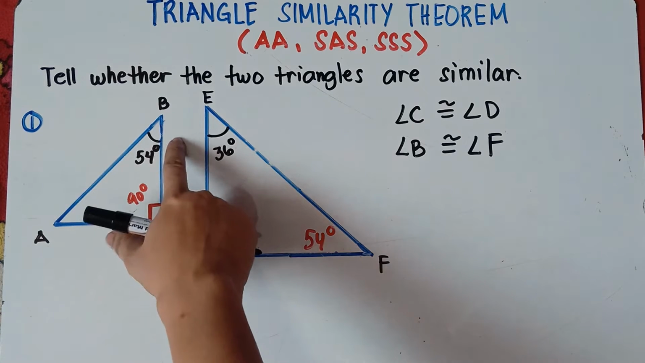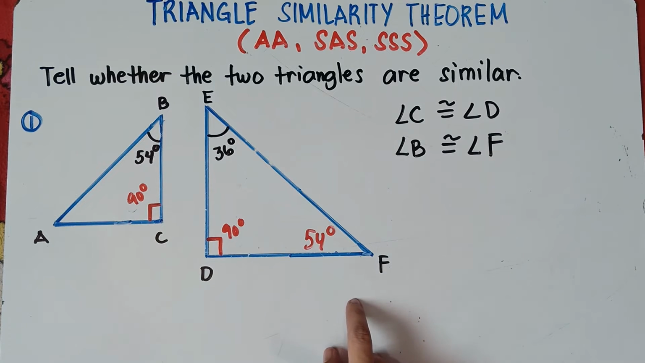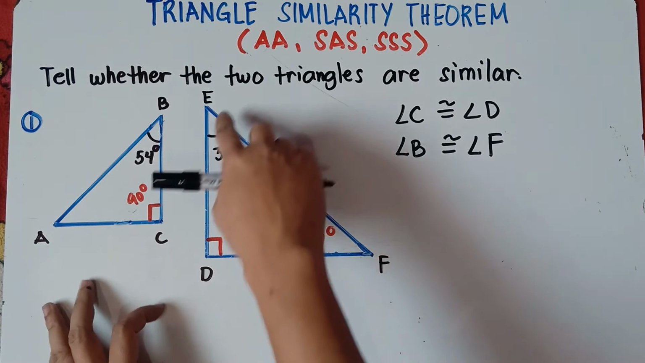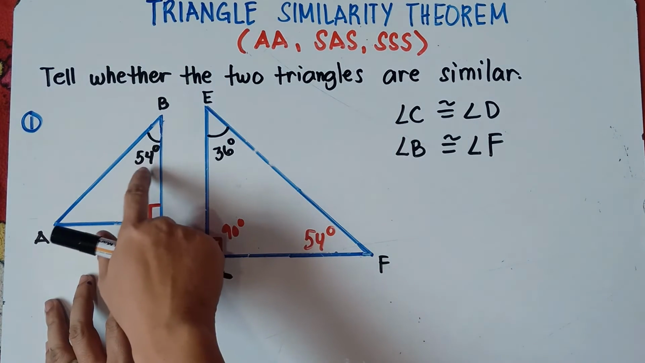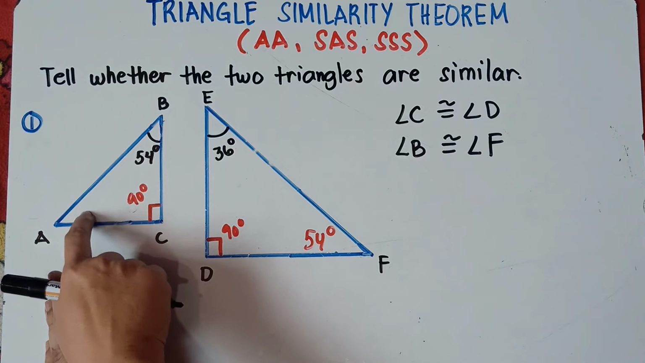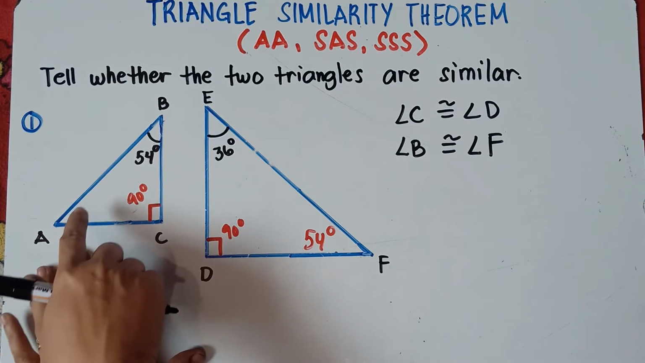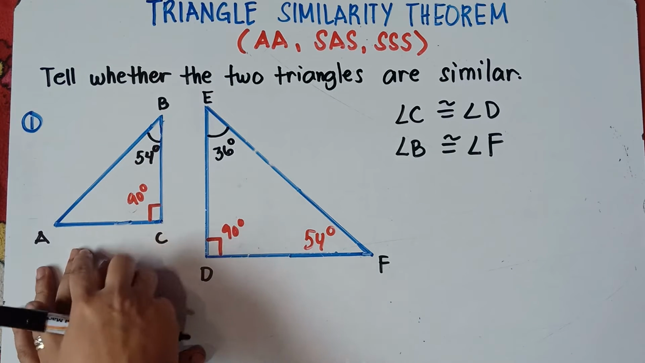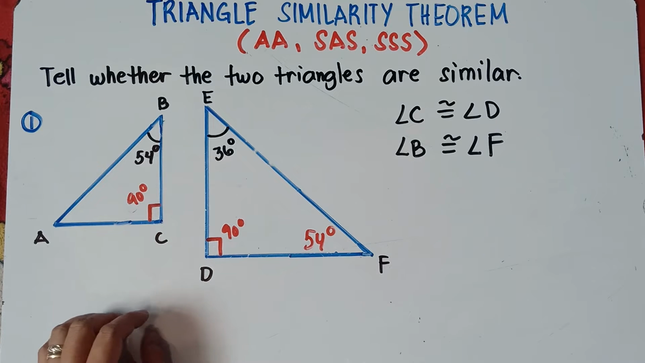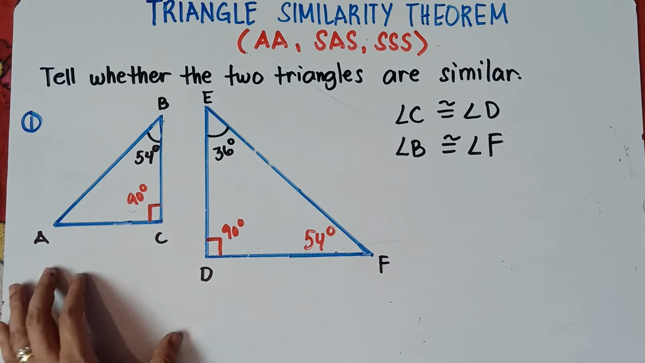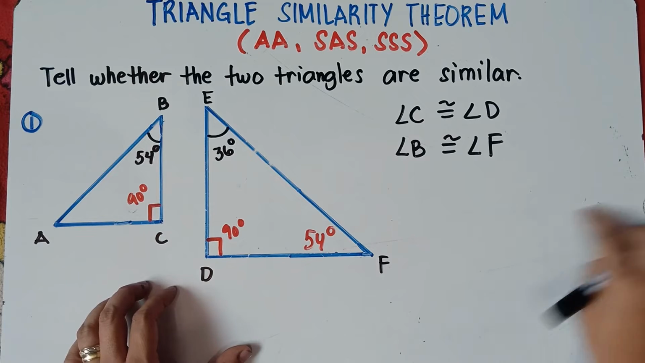And angle B is congruent to angle F. And angle E is congruent to angle E. Therefore, if this is 54 and 90, angle E will be 36, right? Because 36 plus 54 plus 90 is equal to 180 degrees. So when you read this triangle, it depends on you, class, which do you prefer?